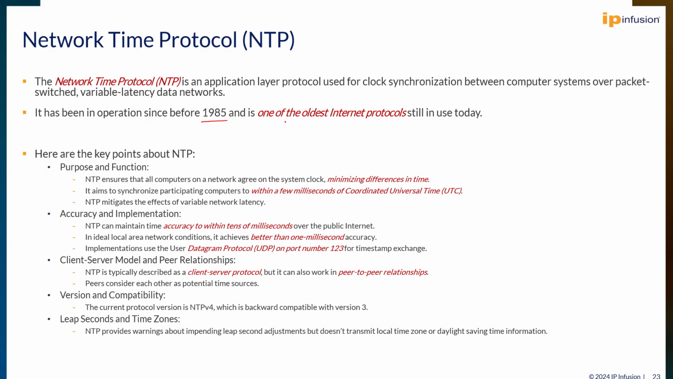So, like I said, NTP is one of the oldest internet protocols still in use today. The purpose is going to be minimizing the difference in time, which means that all of the devices are going to be set with the same time reference, or maybe multiple time references that talk to each other and kind of synchronize with each other. And we have some features. The most important one is the difference is going to be a few milliseconds from UTC.